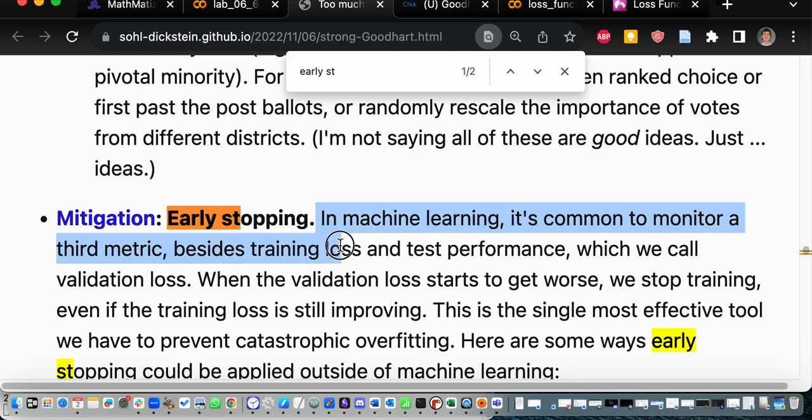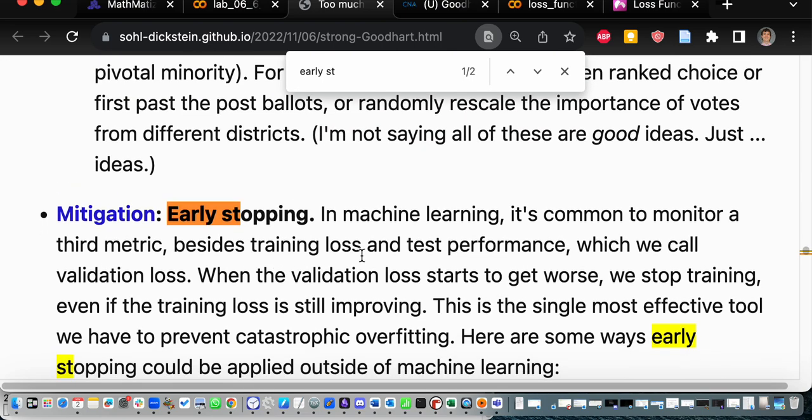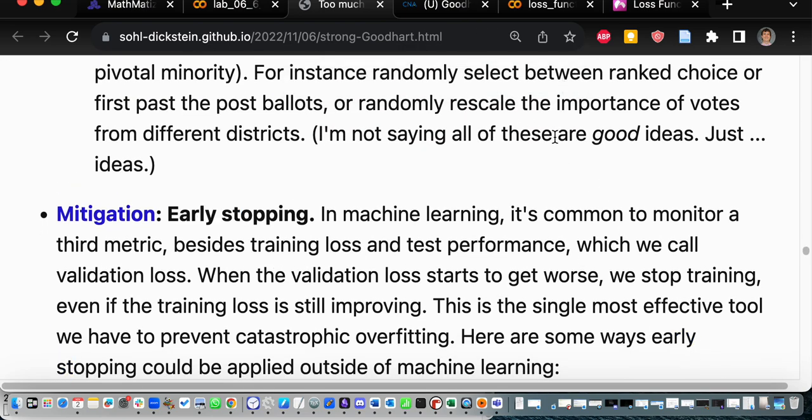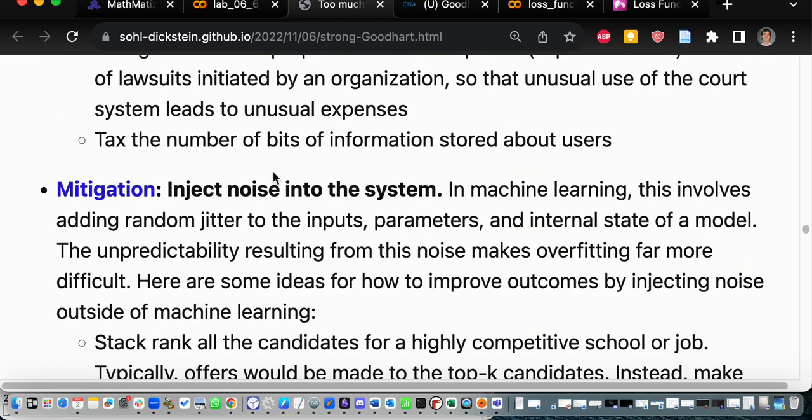In machine learning, it's common to monitor the validation loss, and then you stop when it starts to go up. And there's some ideas in real life. So this is a nice blog to get some real life insight on different strategies other than adding penalty terms. So there's early stopping, there's other interesting things. Adding noise, things like that. In machine learning, there's a thing called dropout, where you randomly turn off some neurons in the network.